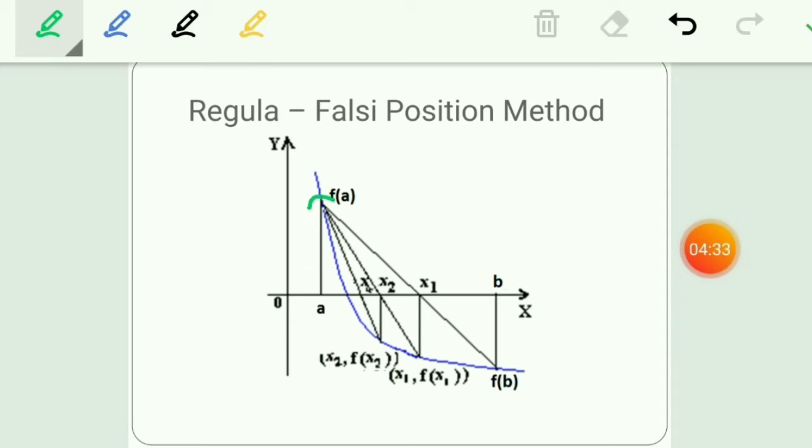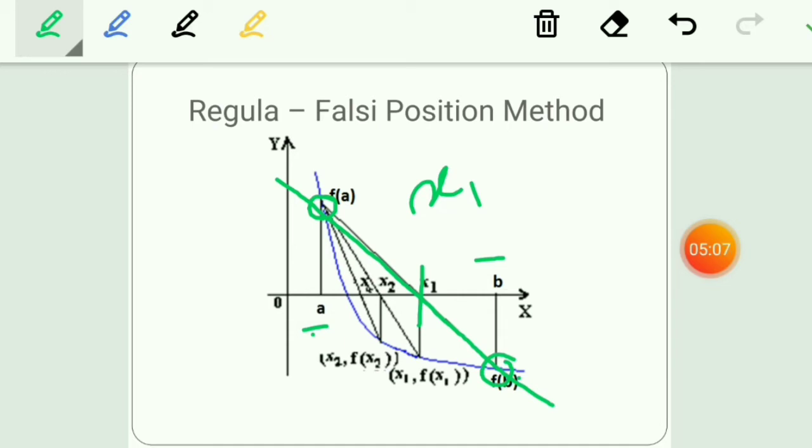Which point? This f of a and f of b. I got these 2 points with the help of a and b. So I will draw a straight line between these 2 points, that is f of a and f of b, like this. This is my straight line. Now where the straight line cuts the x-axis, that gives me the value of x1, that is my first iteration value. Okay. That is x1, which is the first iteration value.